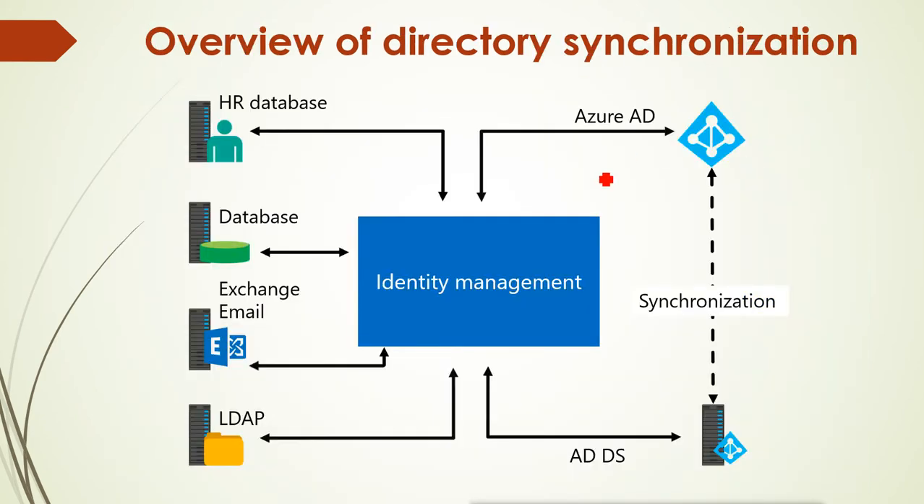Now, an overview of directory synchronization, how it is synchronized with the Azure AD. We have the on-premises Active Directory domain services here, and we have the Azure Active Directory configured on the Azure cloud. So we can synchronize between both these identity management systems. That means it is going to synchronize the LDAP identities, Exchange mail identities, database, and also HR database. Everything will be synchronized from local Active Directory domain services to the cloud Active Directory.